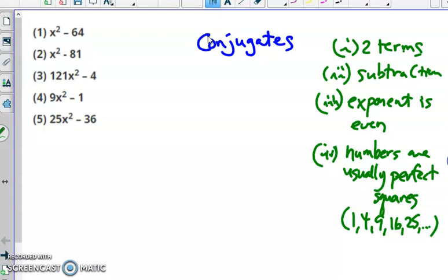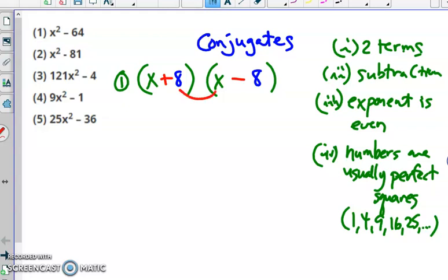So, number 1, the x squared, I give each parenthesis an x. The 64, I give each parenthesis an 8. One's addition, one's subtraction, because if I multiply the inside, that's 8x. Multiply the outside, that's negative 8x. When I add that together, that's 0x. So that middle term has to be a 0.